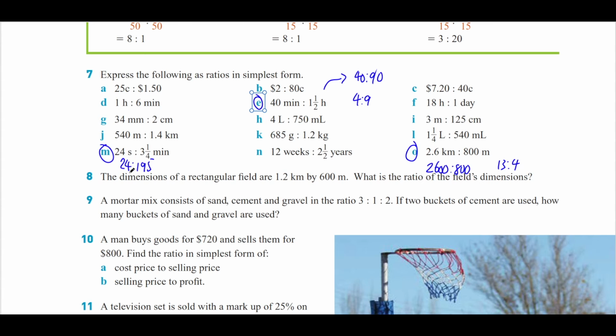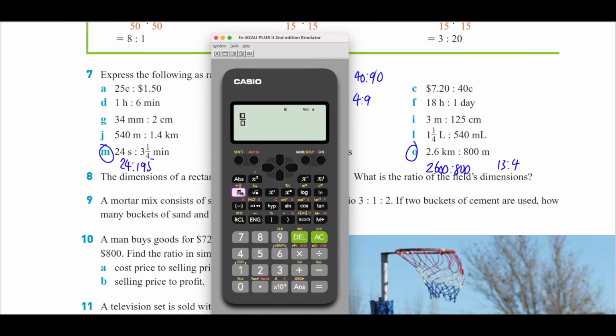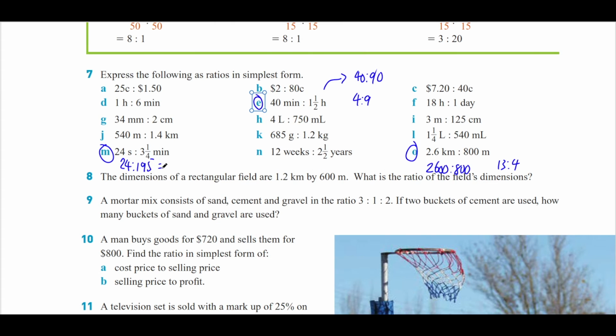Now the next step is to simplify this. So then just type it in again. So 24 over 195. And what do we have? 8 over 65. So the answer is 8 to 65. So just be careful with these kind of questions. Make sure you convert the bigger unit into the smaller unit, and then you use a calculator, or you can do it in your head for the case of question E.